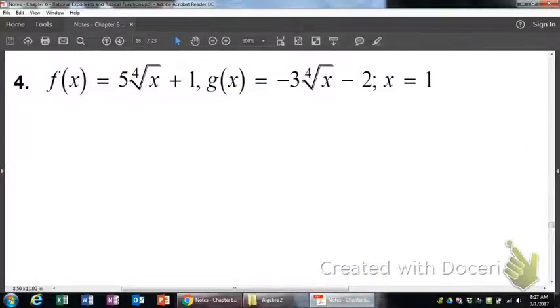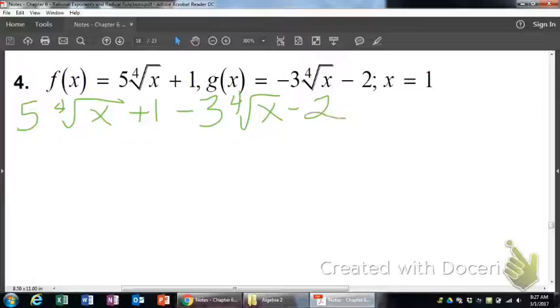Now I have number 4. Once again, doing f of x plus g of x. So that's going to give me 5 fourth root of x plus 1. Oh, I'm so sorry, I forgot this plus 1 back here on my f of x. And then for g of x, we have negative 3 fourth root of x minus 2.